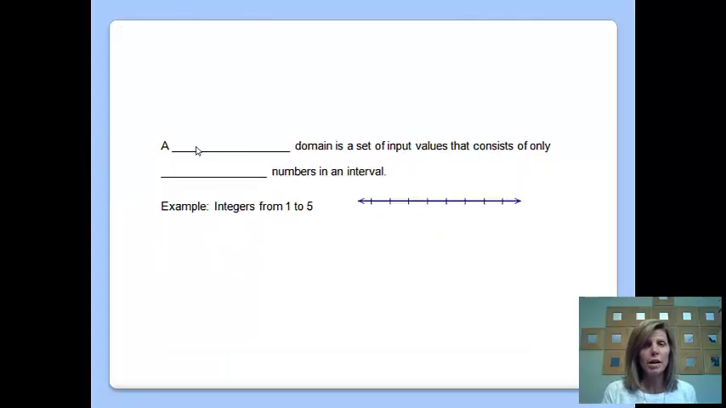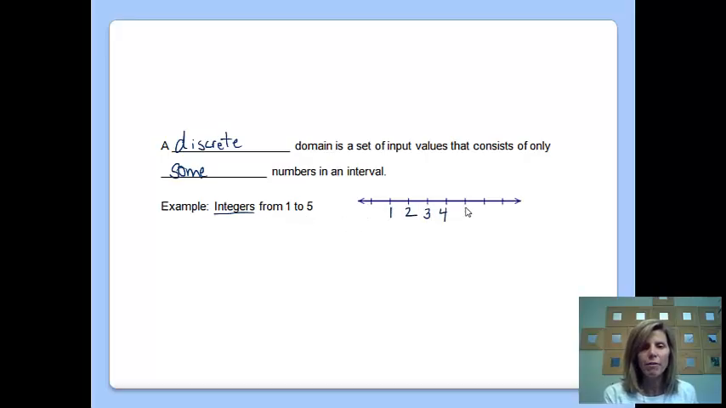Right, first of all, let's go ahead and look at what it means to be discrete or continuous. First of all, a discrete domain is a set of input values that consists of only some numbers in an interval. For an example, if I have the integers from 1 to 5, integers from 1 to 5 means the whole numbers from 1 to 5. It doesn't include fractions or decimals.